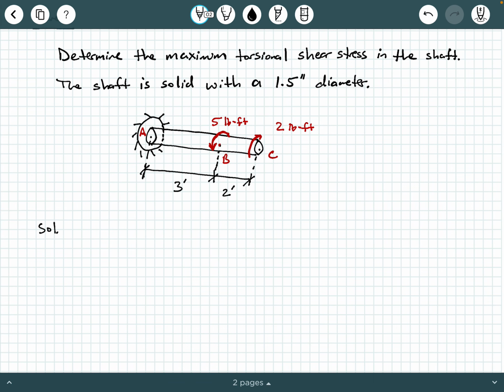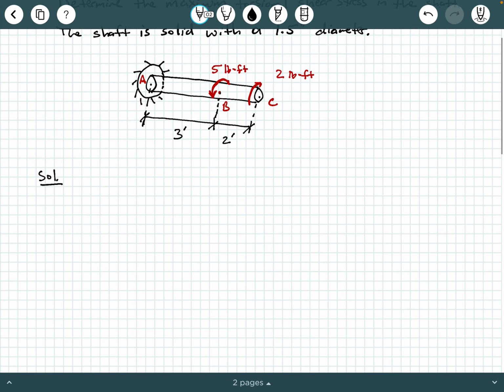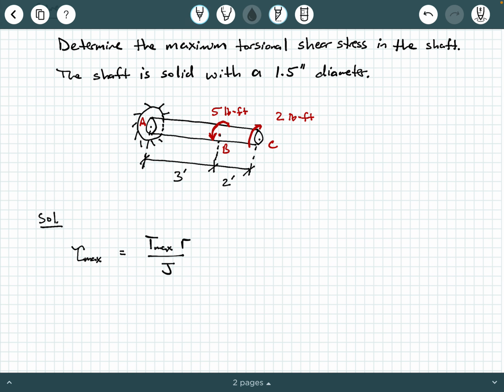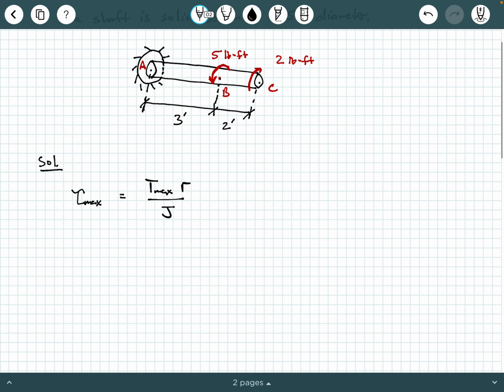So under solution, the first thing I like to do is just write my governing equation. So the problem is asking for maximum torsional shear stress. So that's going to be tau max equals T max times a radius divided by a polar moment of inertia value, okay? So let's go ahead and calculate the quickest things first. So you're told that the shaft is solid with a 1.5 inch diameter. So that means that the radius is 0.75 inches, okay?